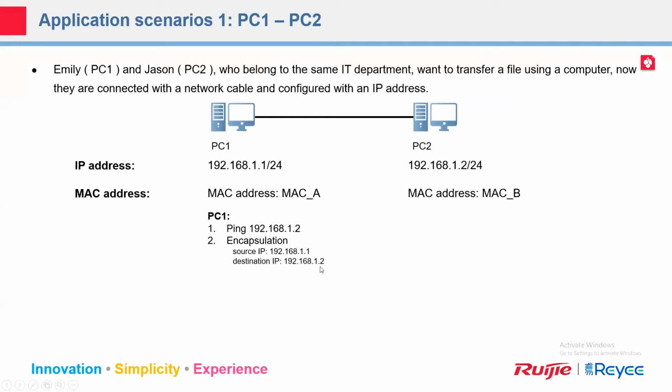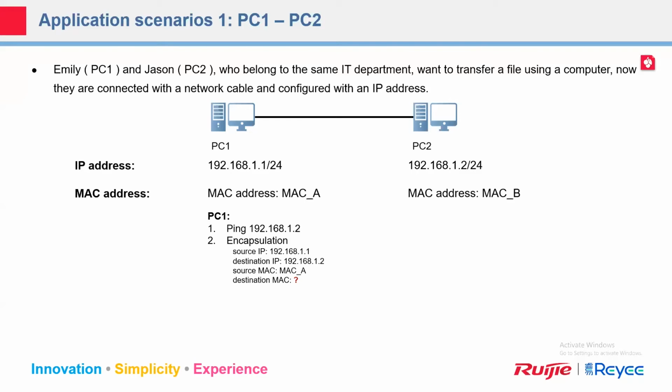And I have a question about the layer 2 information. The source MAC address is MAC address A, right? Because I use PC1 and the network card already has the MAC address. But the question is, what's the destination MAC address? Who can show me the answer? What's the destination MAC address? Yes, someone says MAC address B, right? It should be MAC address B.